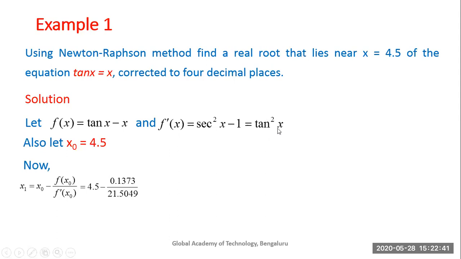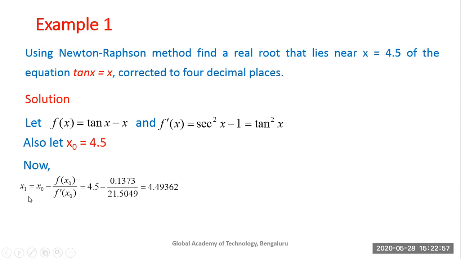And tan 4.5 square will be 21.5049. So this comes as 4.49362. So this is the next approximation for the exact root.